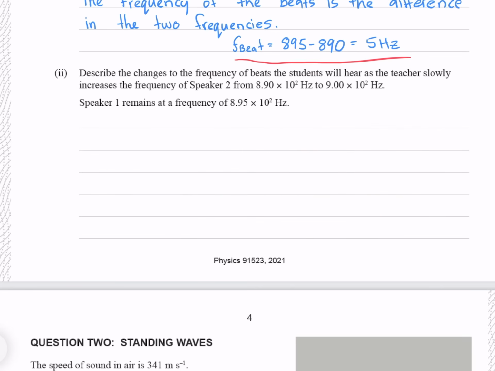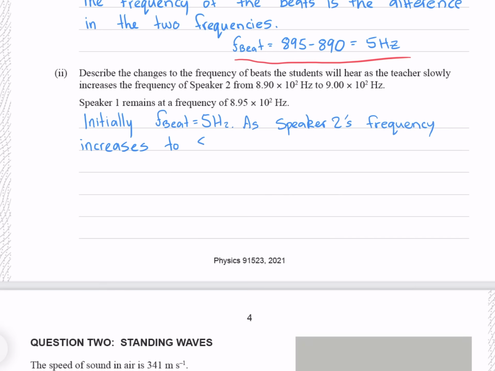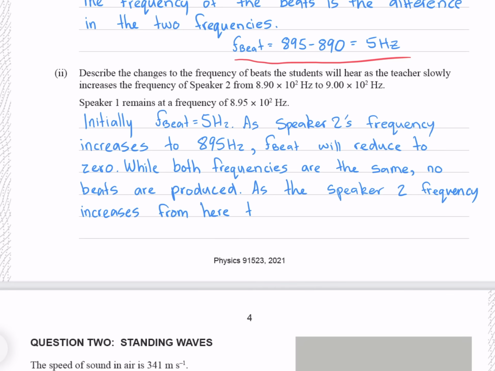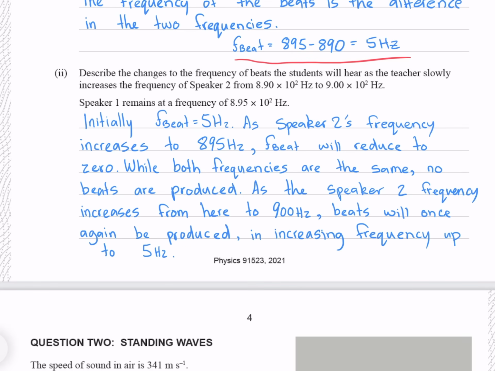So let's put that into a paragraph. Initially, the beat frequency is 5 Hz. As speaker 2's frequency increases to 895 Hz, the beat frequency will reduce to 0. While both frequencies are the same, no beats are produced. As the speaker 2 frequency increases from here to 900 Hz, beats will once again be produced, in increasing frequency up to 5 Hz.